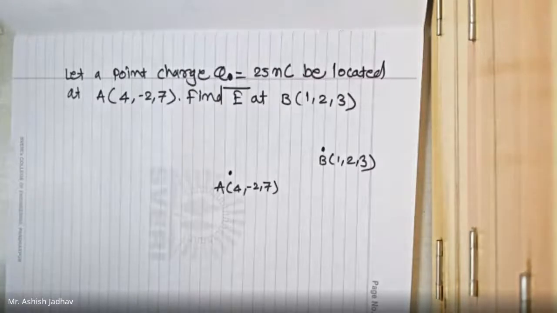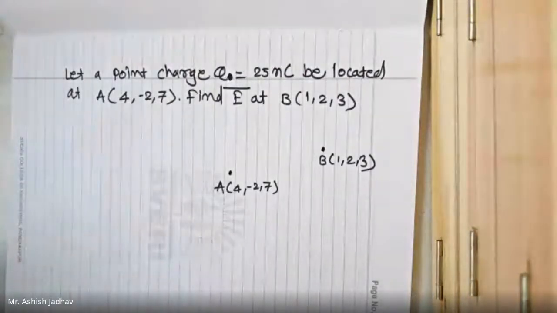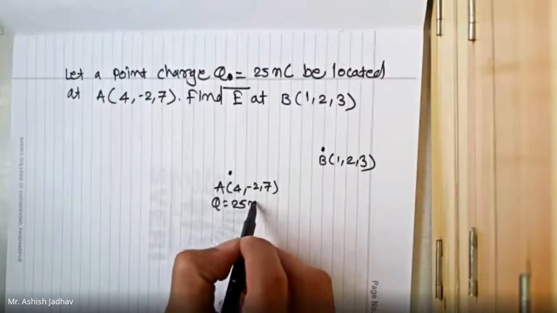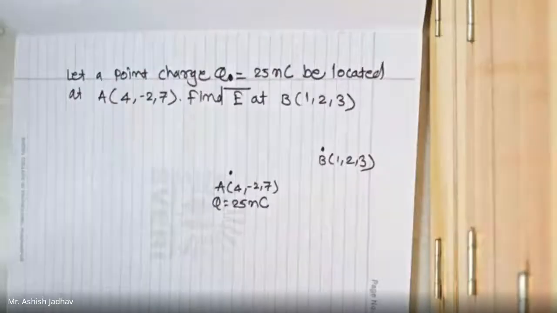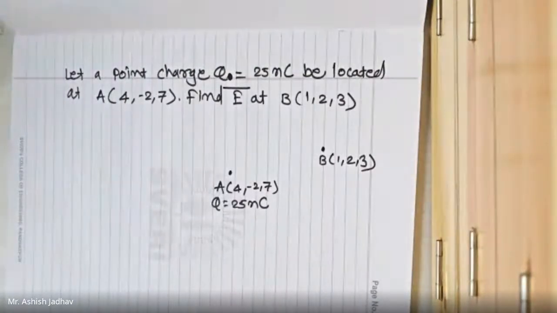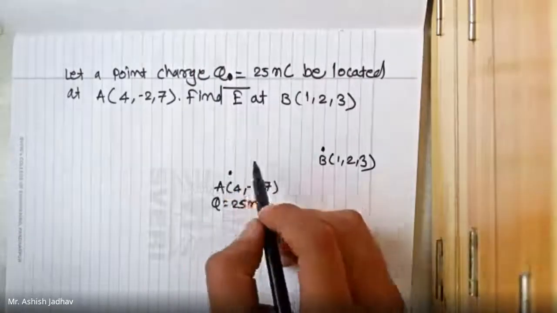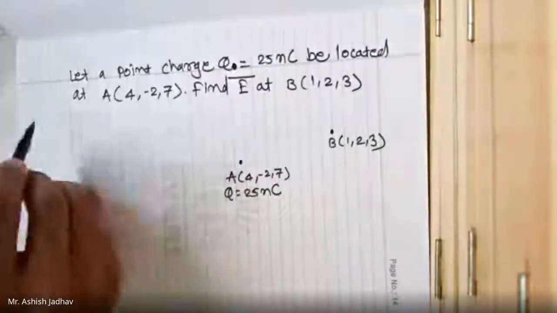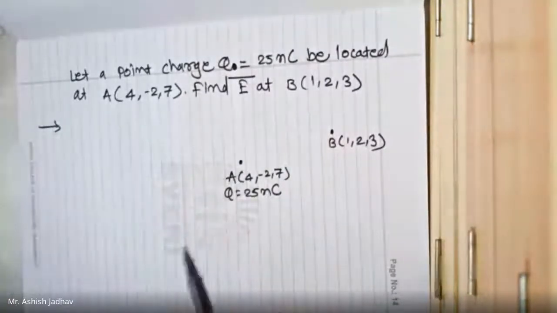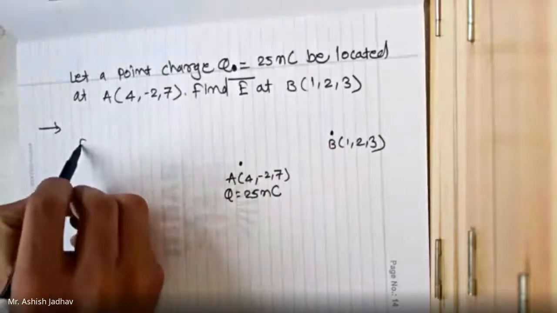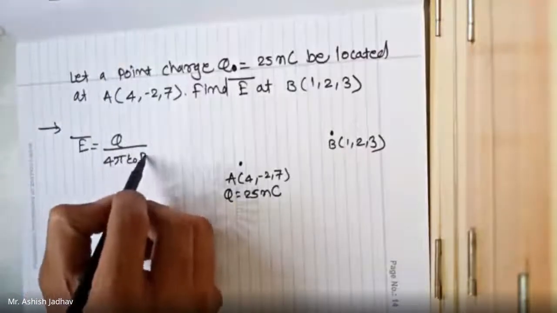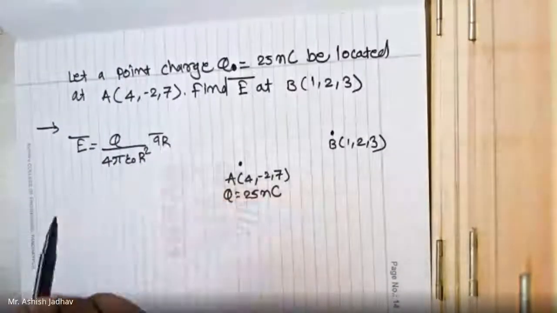Now let us take this charge Q on point A. So Q is equal to 25 nanocoulomb is located at point A. Because of that, we need to find the electric field intensity at point B. For that, what are the different steps involved? Because after all, we need to find the solution by using the formula E bar is equal to Q upon 4 pi epsilon naught R square a bar R. So this formula we are going to use.